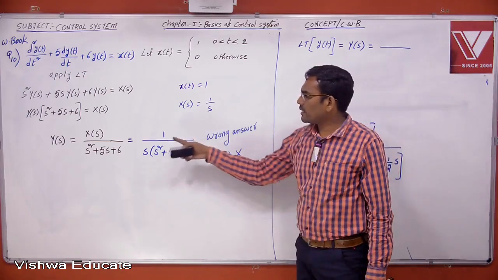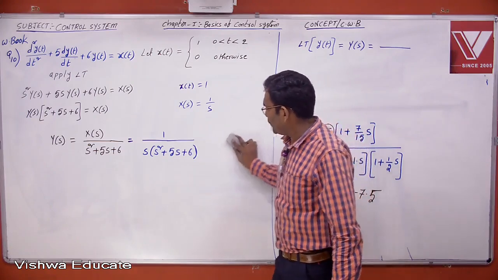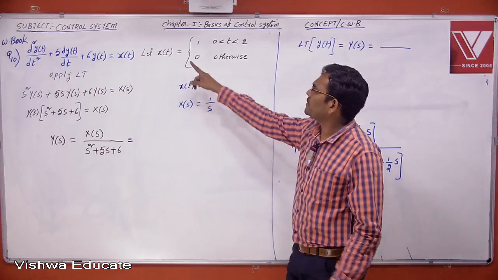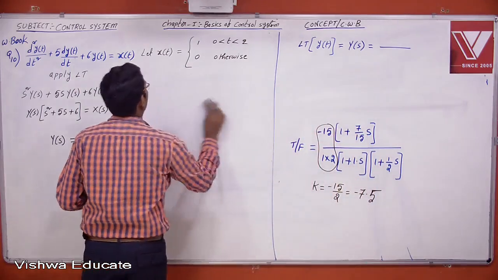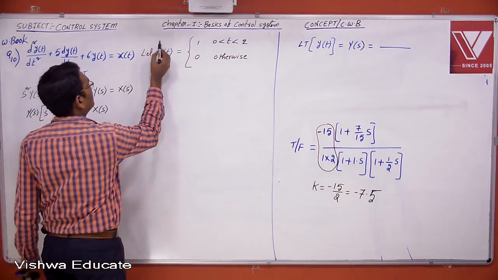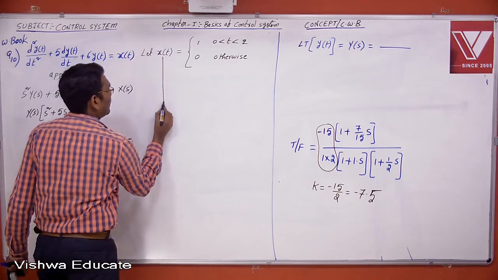Now just think why this is wrong. Option B is wrong. This is also wrong, because now this x of t, you don't take it as 1. What is he saying? He's saying that x of t is a rectangular pulse.